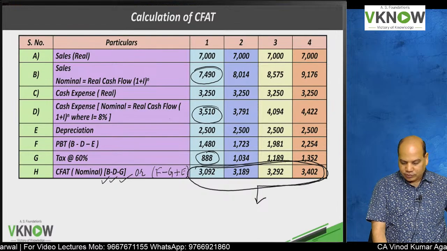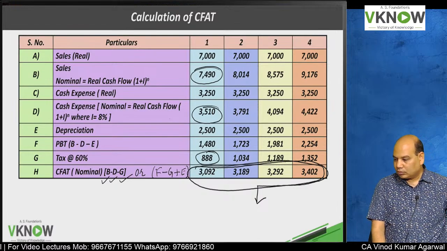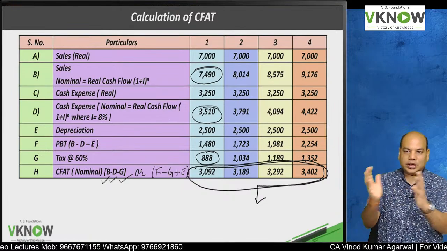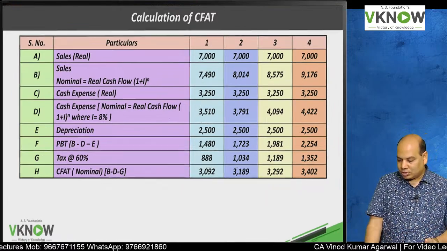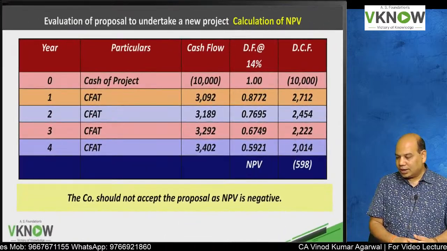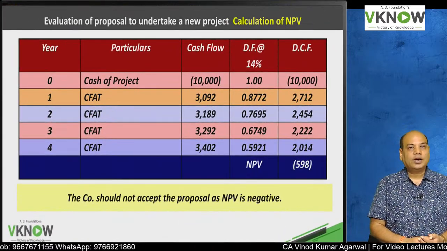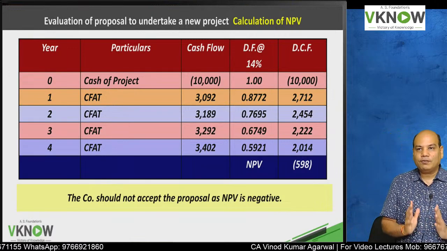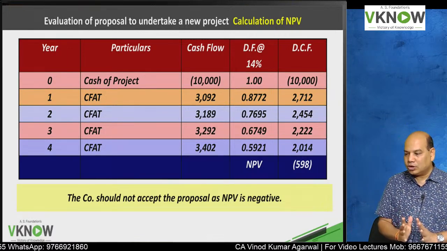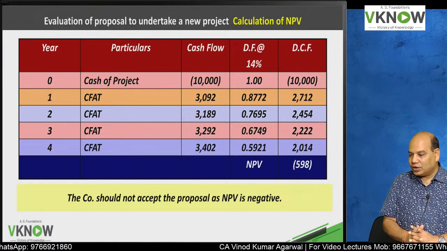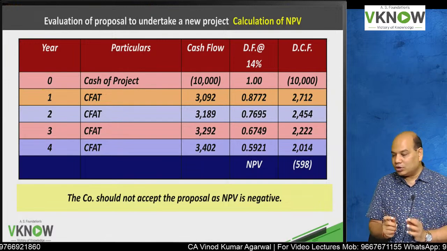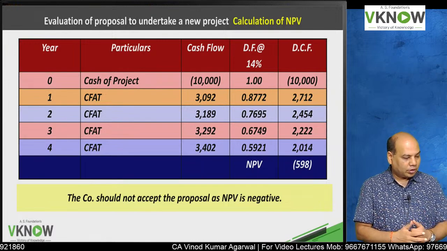So the student will now have to find out the NPV. Take these numbers to the main page, discount at 14% and find the present value. So we are on the main page right now. CF 80-3092-3189-3292-3402. Okay.